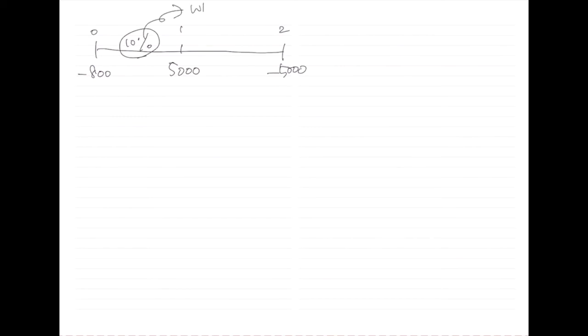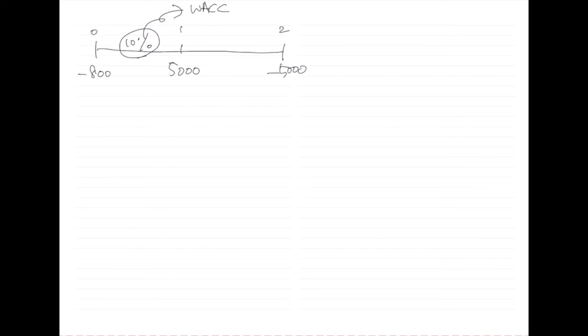So let me draw a timeline again. 0, 1, 2. Cash flow is minus 800, 0, 5,000, minus 5,000. And 10%. That is what? WACC. And now we want to calculate MIRR.